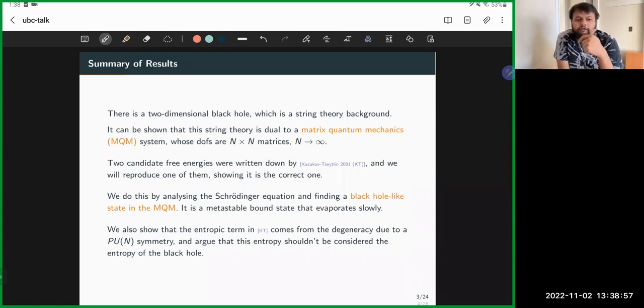We will also argue that the entropic term that KT found comes from some degeneracy that's not very interesting, and you shouldn't call it the entropy of the black hole.